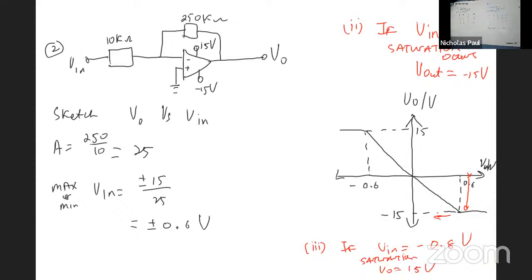Rahul, you okay with that? So once you go outside of the inputs, plus or minus 0.6, saturation will occur. Saturation means that you could only have an output that'll be plus 15 or minus 15. Okay, nice. Any questions there?